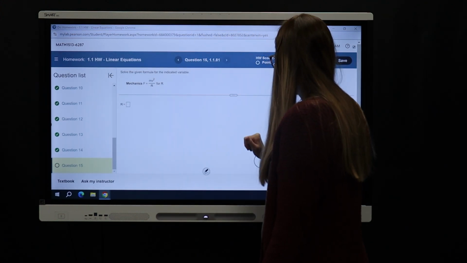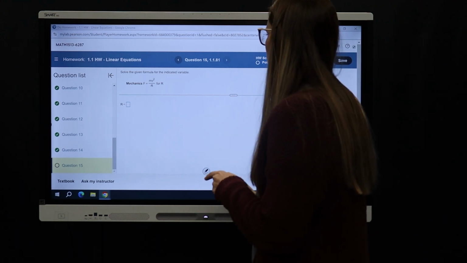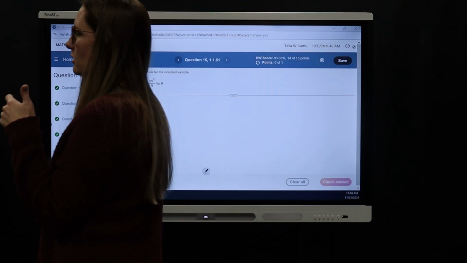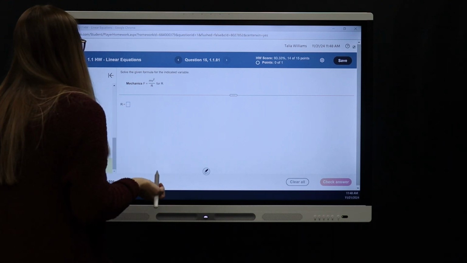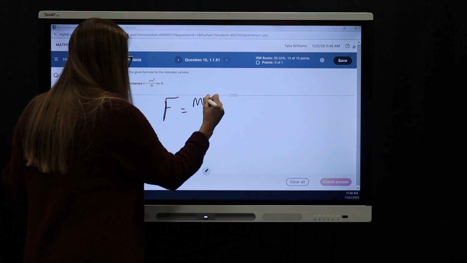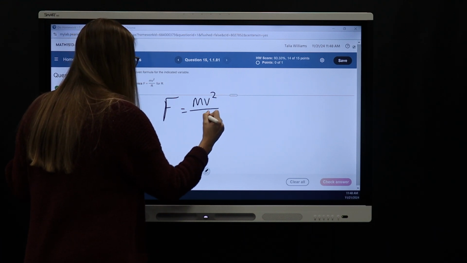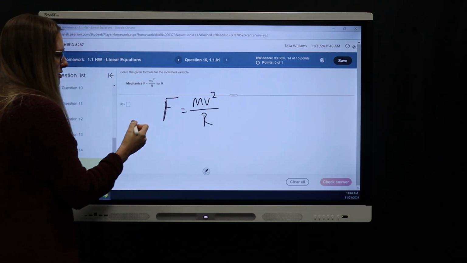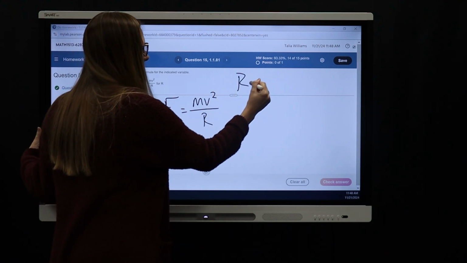Here is a literal equation. It's called a literal equation because there are no numbers. So this is what they give us. F equals, and they want us to solve this for r. So we need it to be r equals.